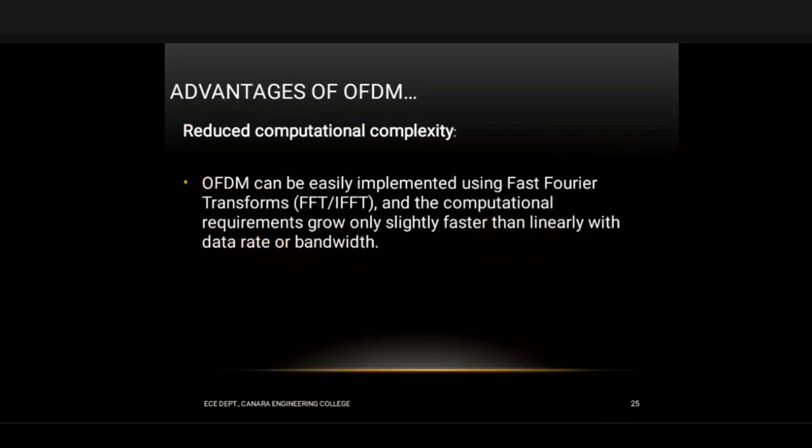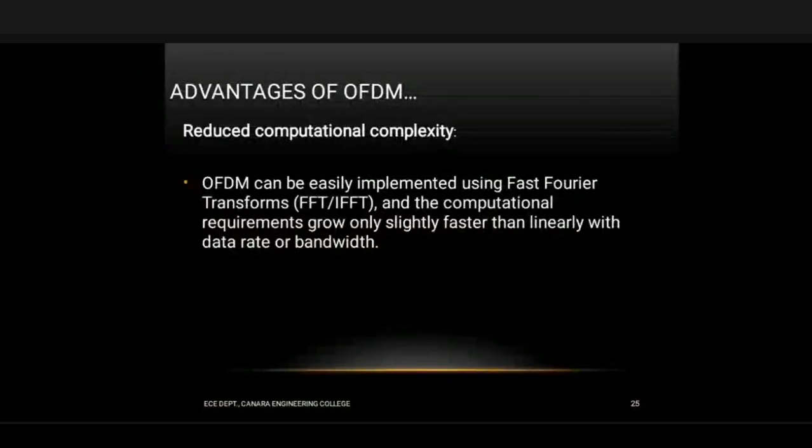Next, OFDM reduces computational complexity because we just use a fast Fourier transform to implement it, and the computational requirements grow only slightly faster than linearly with the data rate or bandwidth. Just know the advantage of FFT. It's an algorithm which speeds up the process of calculating the DFT. So we implement OFDM using the FFT concept.